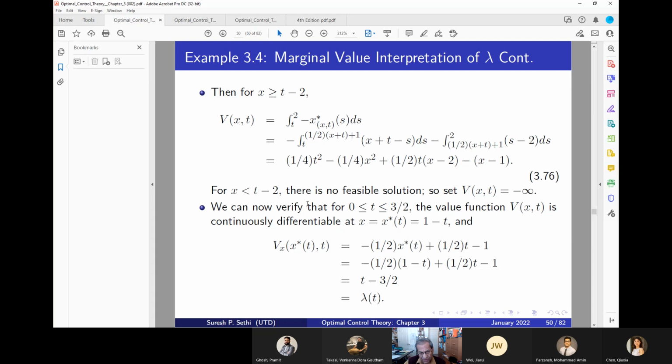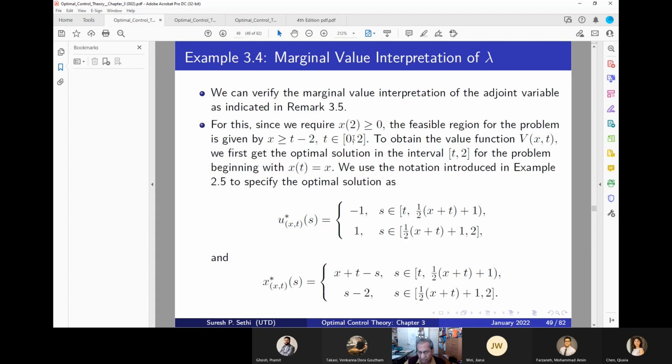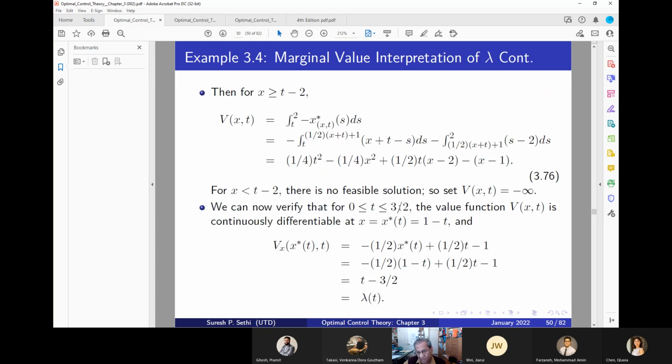But for this value, now we verify that for 0 to t, now I want to tell you this. This problem is being solved only for not all of the values of t. I'm only going to do it for up to 3 divided by 2, because in this case, I can find x star t, and I can find the v(x,t). So v of x star t, which is the lambda t, take the derivative of that and put x star t in there. I do that, and I get t minus 3 by 2, which is exactly lambda t.